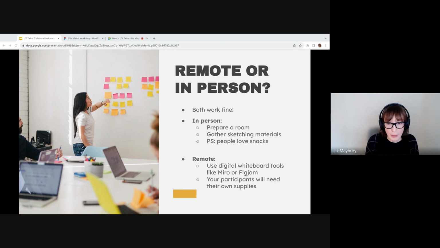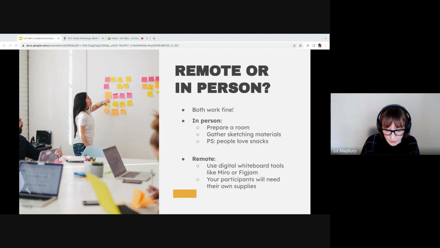And then, of course, if you're doing this remotely, which I think many of us are now, you can use digital whiteboarding tools like Miro or FigJam. I've used Miro in the past. Right now at Vimeo, we use Figma and FigJam frequently, so I do all my ideation in FigJam. And your participants are going to need to have their own supplies to hand if they're remote. So for some people, that will be a pen and paper. Always good to call that out. People don't always have paper to hand now, and they may also want to use an iPad for sketching. So just whatever people are using, you're going to need to give them a heads up on that.